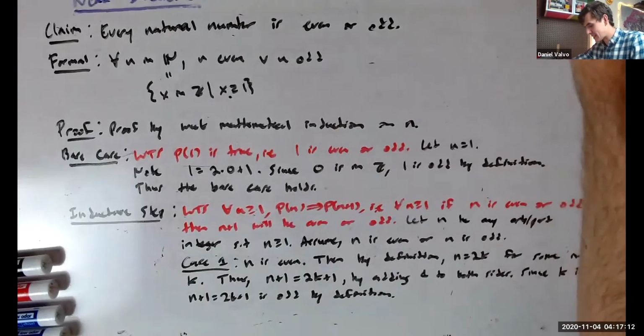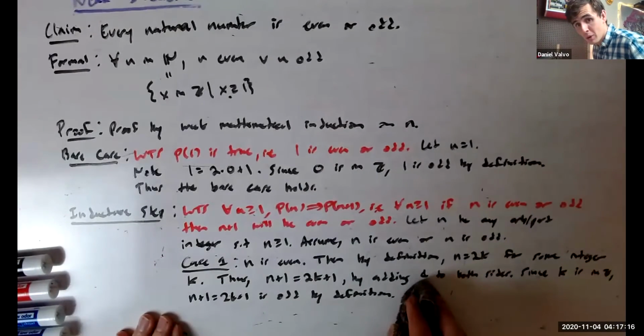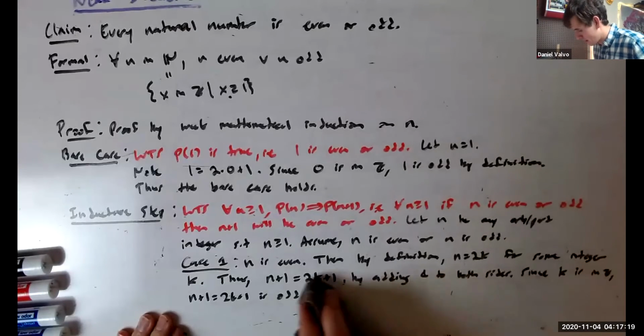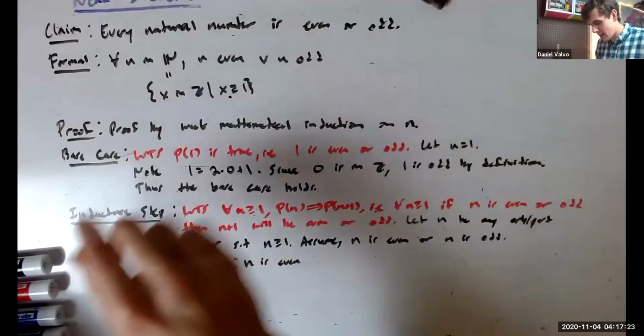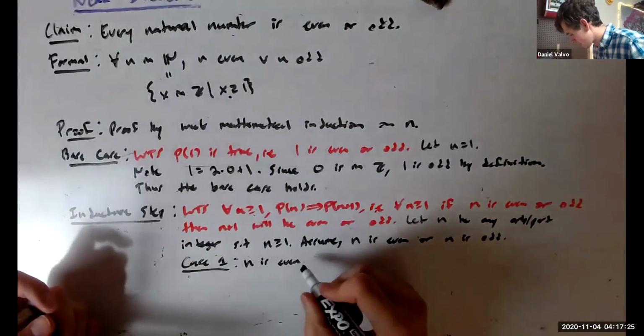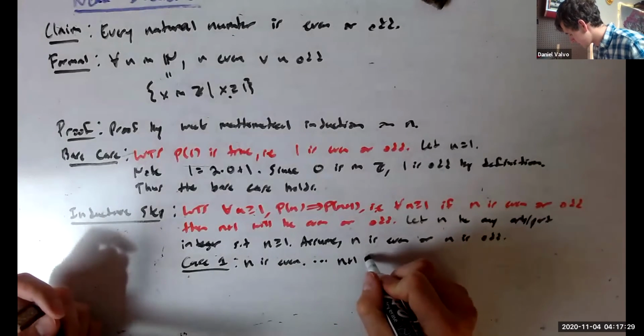And I'm actually going to erase this to save some room. I'll keep the important bits. Be cool? So if n is even, then n plus 1 will eventually get to n plus 1 is odd.